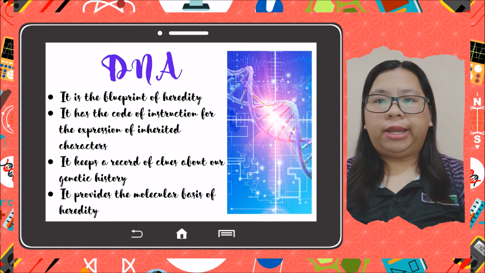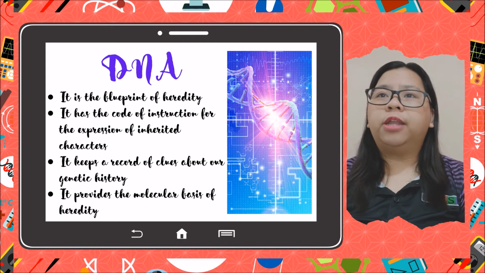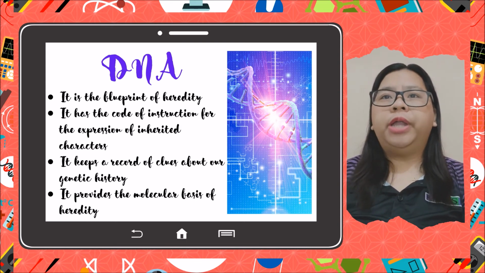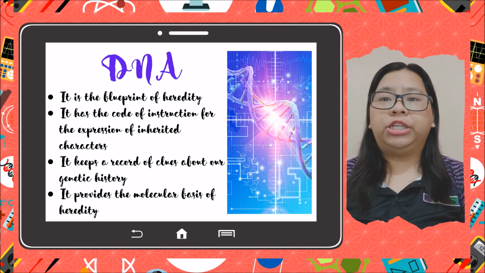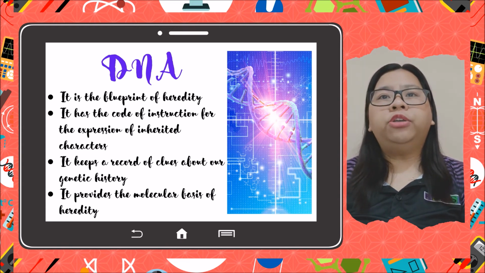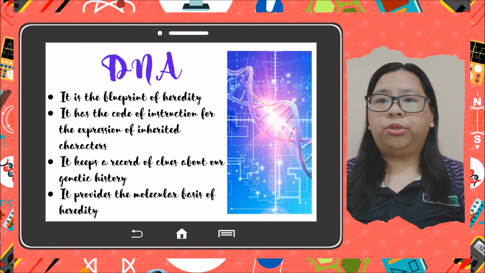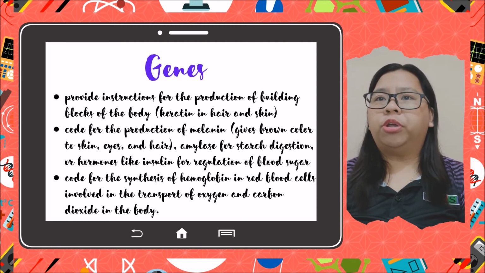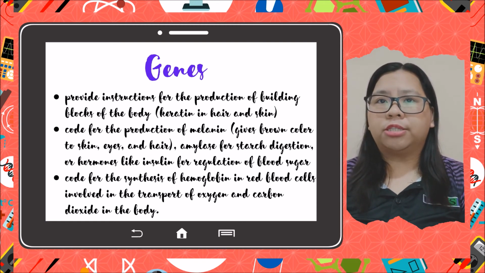DNA is the blueprint of heredity. It has the code of instructions for the expression of inherited characters. It keeps a record of clues about our genetic history. It provides the molecular basis of heredity, as life continues from one generation to the next. The genetic code, therefore, is stored in short portions of DNA called genes.